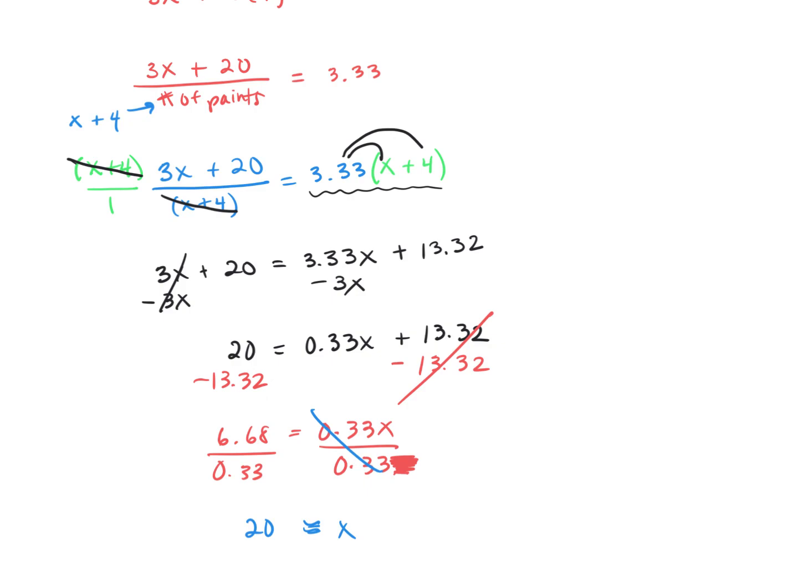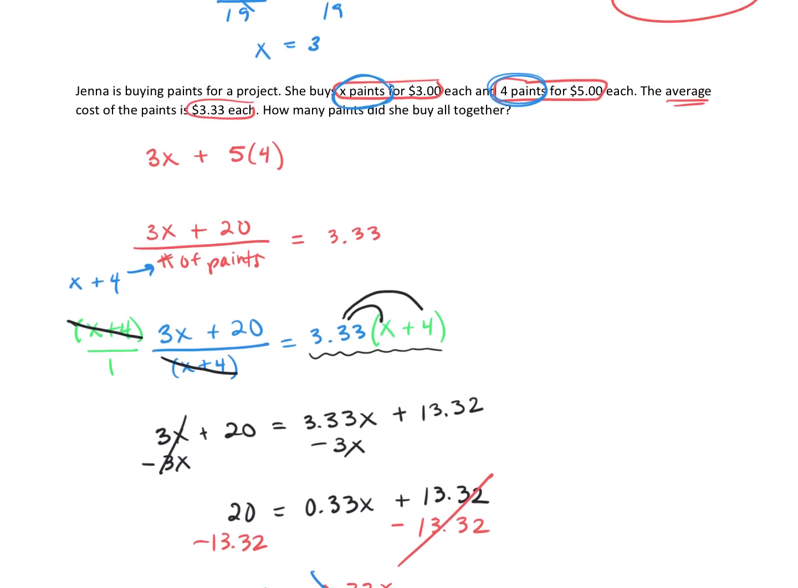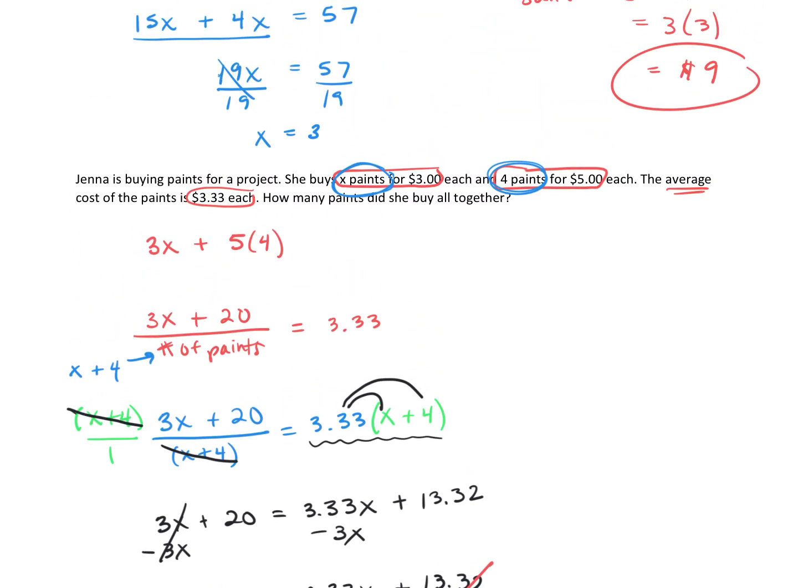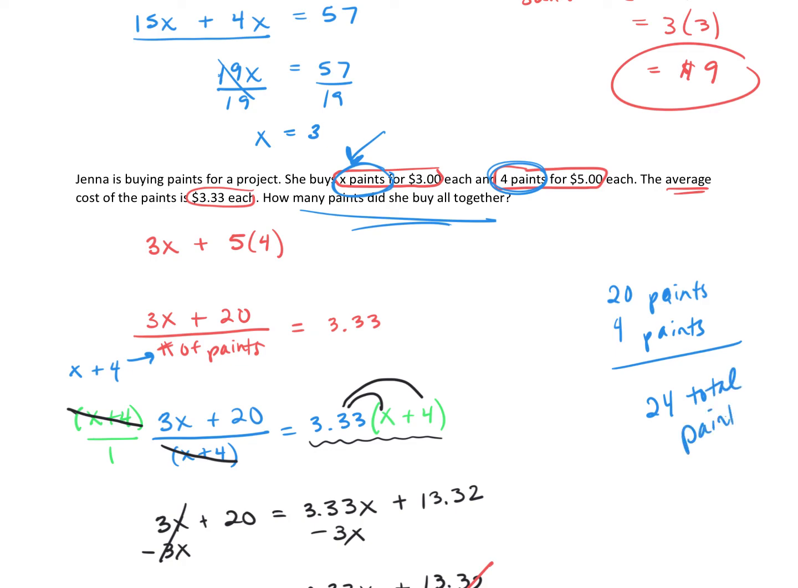So we just figured out that x is about 20. The question: how many paints does she buy all together? Well, she bought about 20 paints. That's what we just figured out. But she also bought those 4 paints. So this x right here, we just figured out that's 20. We also have these 4. So she's got 4 paints. So how many total? 24 total paints. That's what she bought.